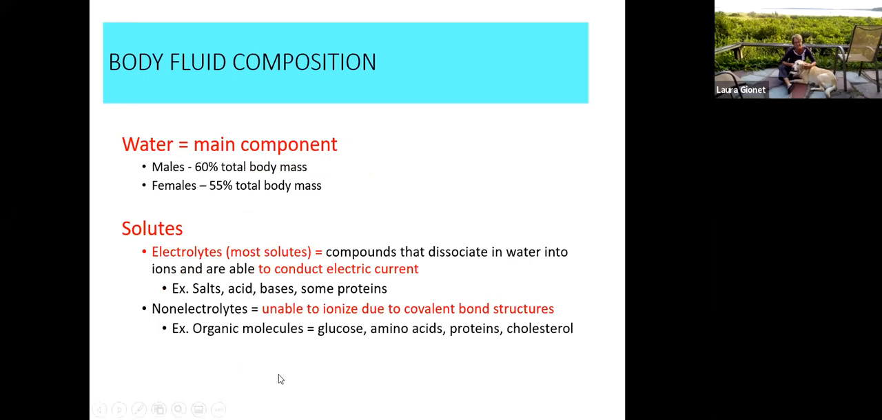Okay, water is the main component of body fluid composition. About 60% of males is water, and 55% in females. When you look at the solutes found there, of course, there could be all kinds of things depending on what kind of metabolism is occurring in that particular area or organ. But most of it will be electrolytes, compounds that dissociate into ions in water, and they're able to conduct electrical currents. So things like sodium, potassium, hydrogen ions, bicarbonate ions, phosphates, sulfates, all these different salts, acids, bases, and even some of the proteins.